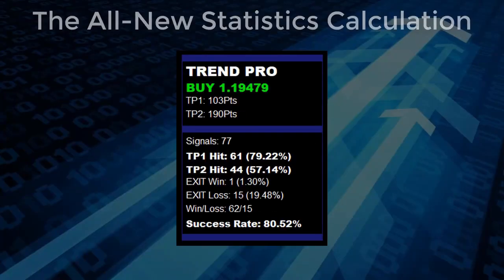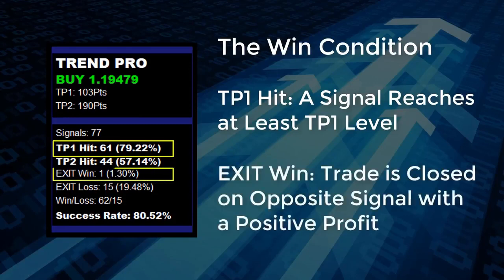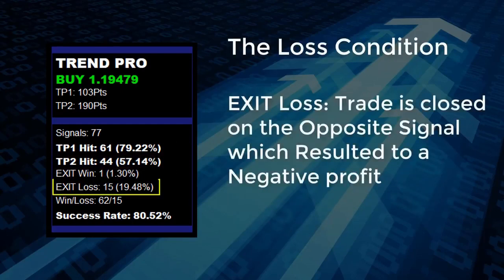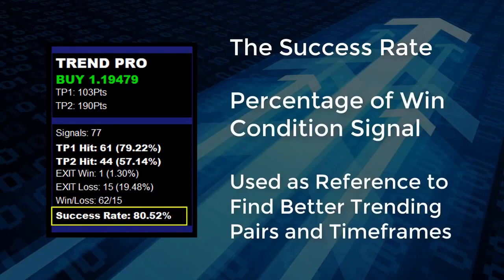The all-new statistics calculation. The win condition, TP1 hit: a signal reaches at least TP1 level. Exit win: trade is closed on opposite signal with a positive profit. The loss condition, exit loss: trade is closed on the opposite signal which resulted in a negative profit. The success rate, percentage of win condition signals, is used as a reference to find better trending pairs and time frames.